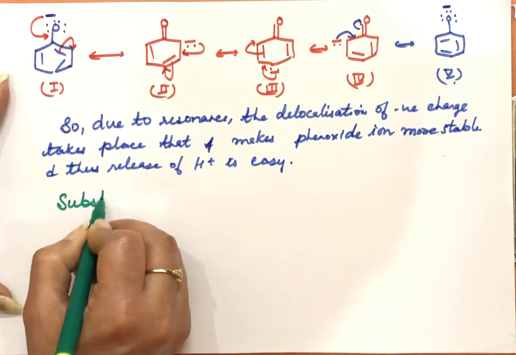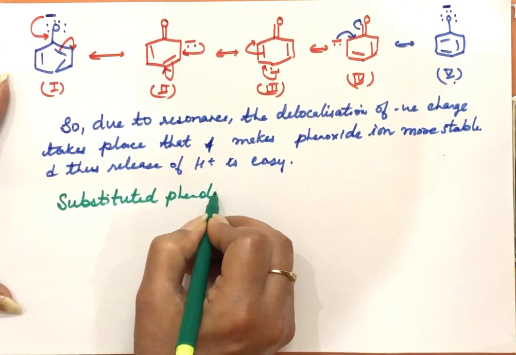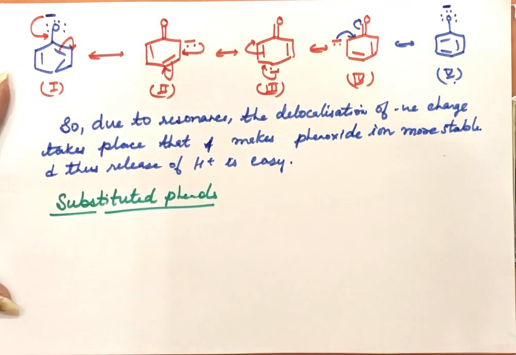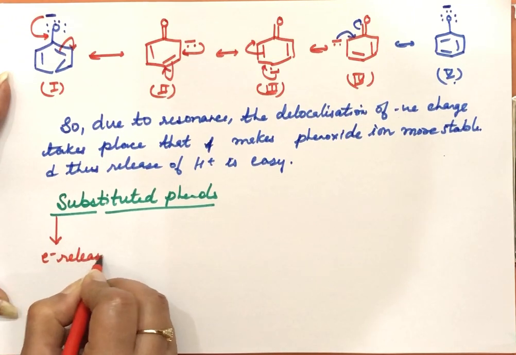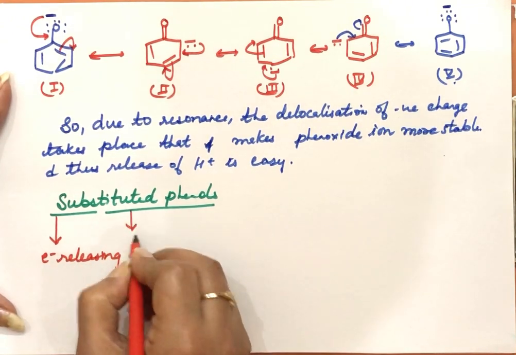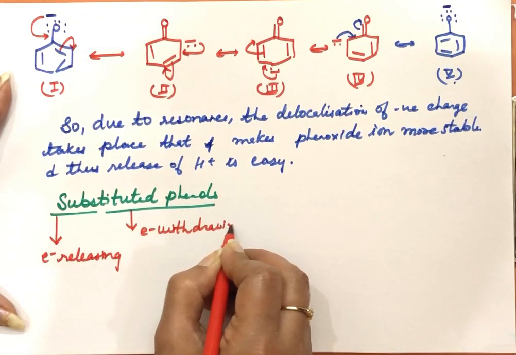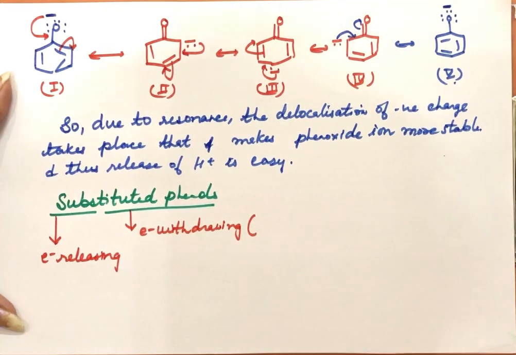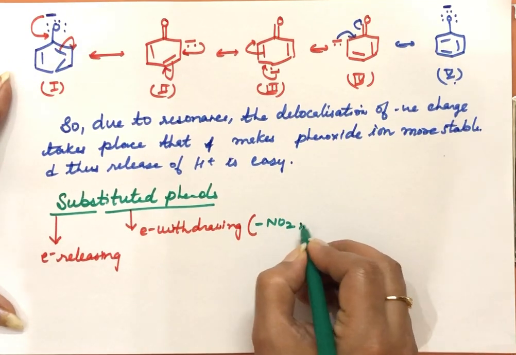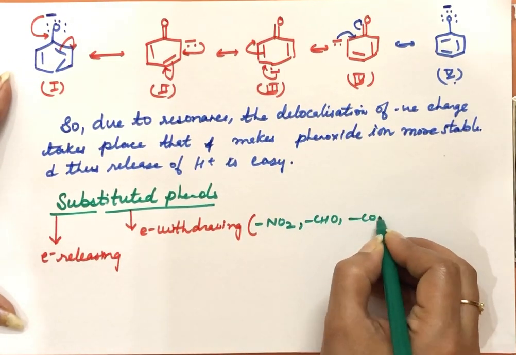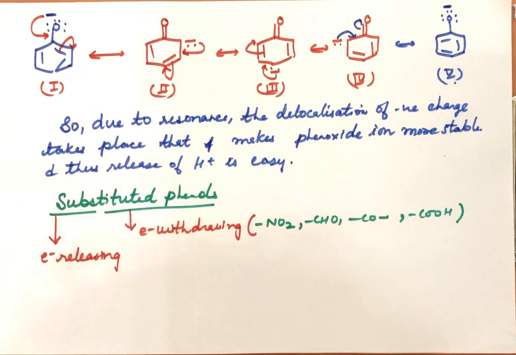if we take substituted phenols. Substituted phenols means in phenols we add a substituent. But substituents now are of 2 types. One type of substituent is electron releasing in nature, and another type of substituents are electron withdrawing in nature. Examples of electron withdrawing substituents, mainly in organic chemistry in 12th class, we come across nitro group. But along with nitro, the withdrawing groups are also aldehyde, ketone, even the carboxylic. These are electron withdrawing in nature.